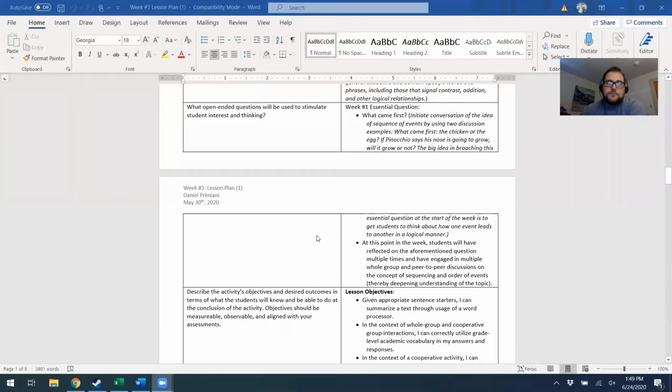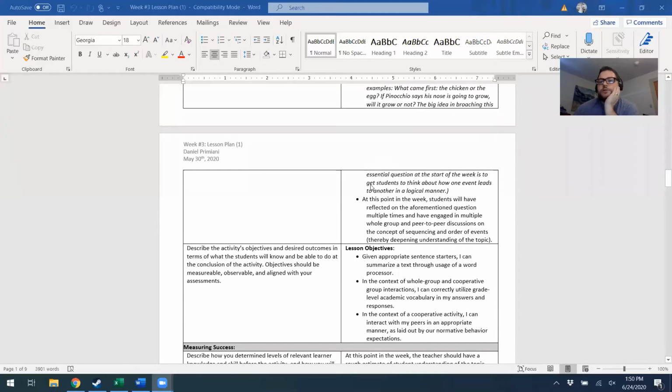In terms of what open-ended questions will be used to stimulate student interest and thinking, at the beginning of the week, one of the essential questions that came up was "What came first?" That would be posted on that Monday as a way to start the day. It would appear on a KWL chart. Students would share their different ideas, and it would be an introduction to the topic of sequencing, and the idea of one thing happening after the other as a result of the other. How do things connect to each other in a logical manner?